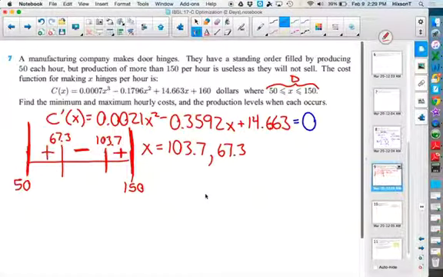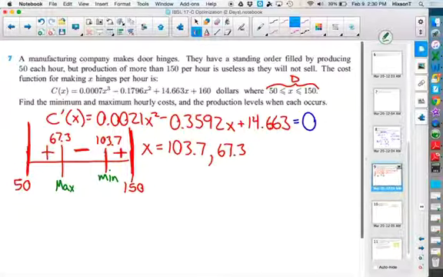So, where's our minimum? At 67.3. It's at 103.7. Yeah, we're decreasing and increasing. That means this right here gives us a min. And right here, this is going to be a max. Now, these are local mins and maxes. What does that mean? All right? That means we still need to test the endpoints.